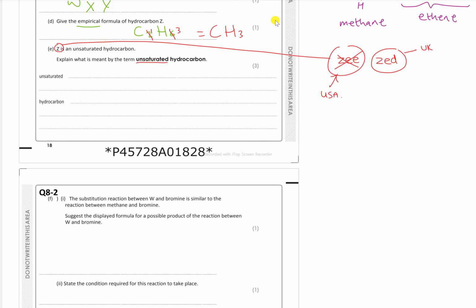Right. Unsaturated means it has a double carbon to carbon bond. Hydrocarbon because it only contains hydrogen and carbon atoms. Okay, there you go. That's that done.